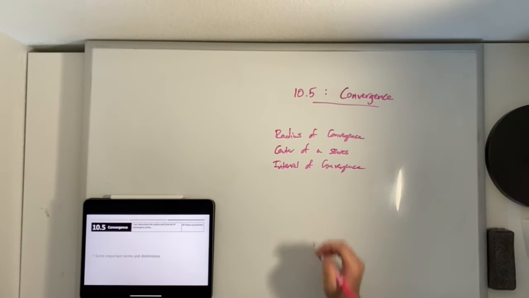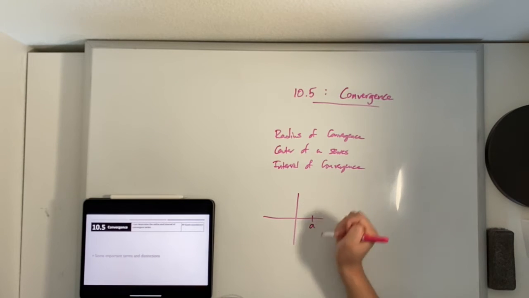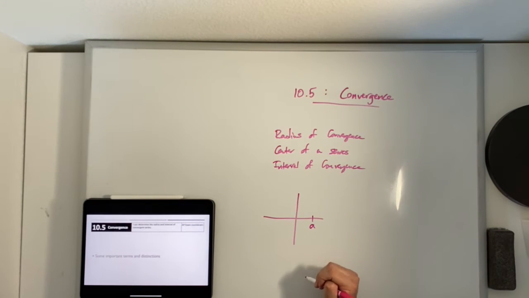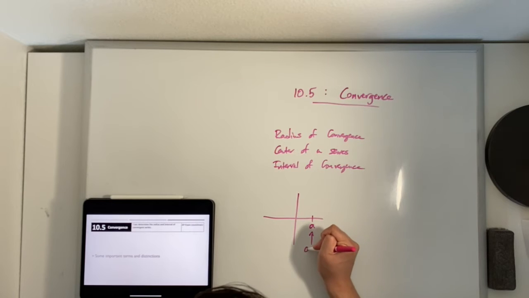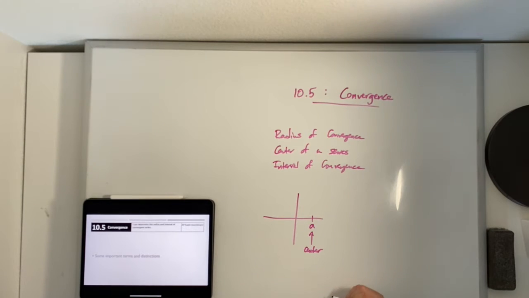All right, so I'm going to draw on a number line here. Let's say A, right here, is the center of our series. And this should make some sense, right? We've talked about our Taylor series. We're centering it at A, so each term has x minus A. We're plugging in A to all of our derivative values.